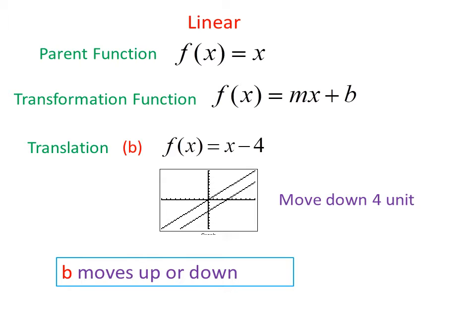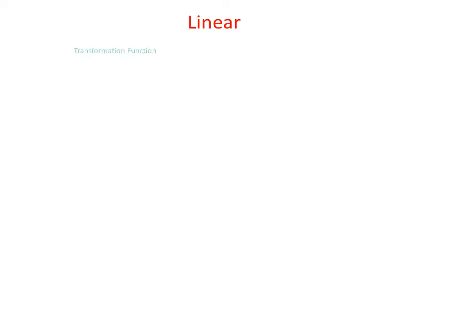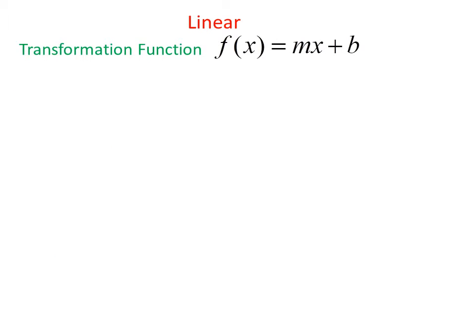So this b value that we see at the end of f of x equals mx plus b is the thing that tells us to move that graph up or down, right? It's the same graph of y equals x, but we're going to shift it up or down by however many units it indicates with that value of b. So we know that's our linear transformation, right?